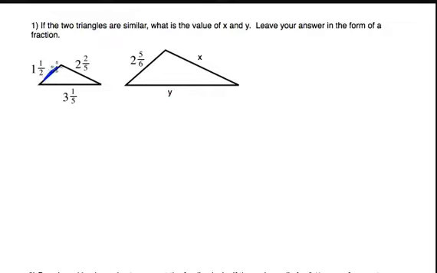I'm going to call this side the blue side of the small triangle, and this one the blue side of the large triangle, the big triangle. So that should be easy to see. And these sides correspond to each other. And then over here, I'm going to call this the red side of the small triangle, and this will be the red side of the big triangle.